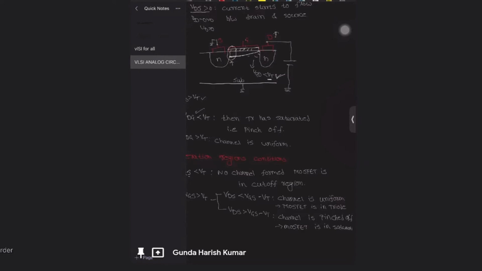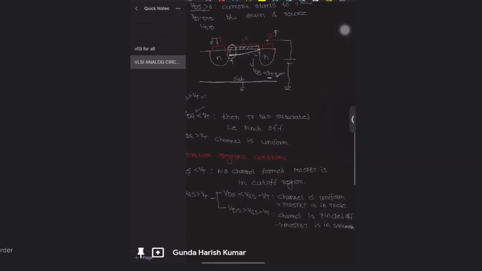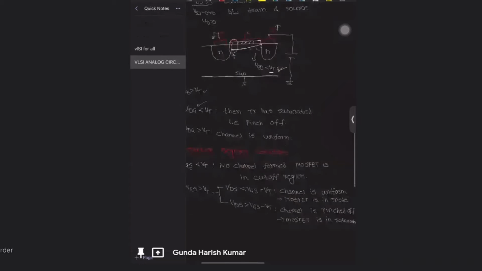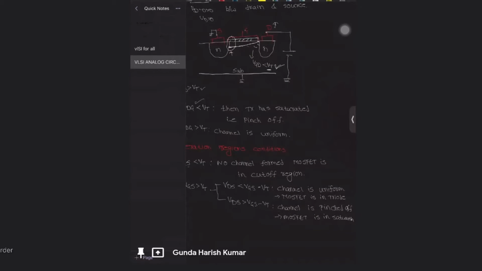MOSFET is in saturation. These are the three regions of operation of MOSFET. One is cutoff if there is no channel. If a channel is there, that is VGS is greater than VT, and VDS is less than VGS minus VT, the channel is uniform and the MOSFET is in the triode region. And if VDS is greater than VGS minus VT, we can say here the channel is pinched off.